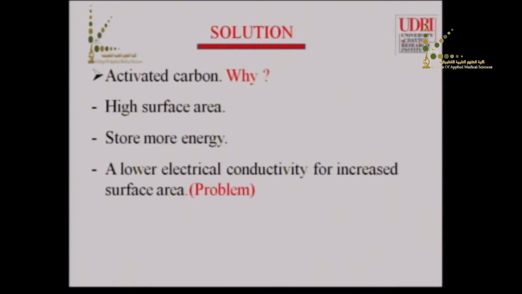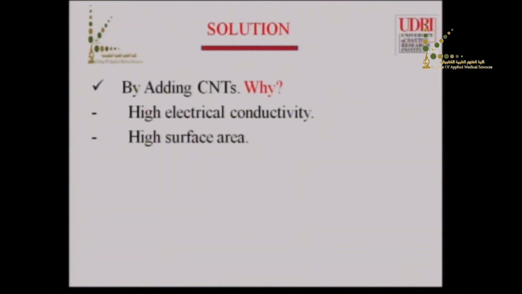Okay, the general idea about activated carbon: I take the carbon and apply thermal treatment to get activated carbon. High surface area stores more energy, but it has low electrical conductivity. This is a problem. Then your project is not working very well. You have to think about something to solve this problem. We're thinking about using carbon nanotube to get higher electrical conductivity, and also to get high surface area.